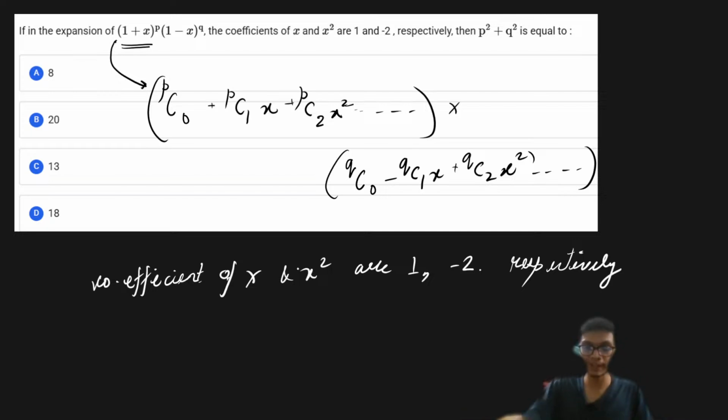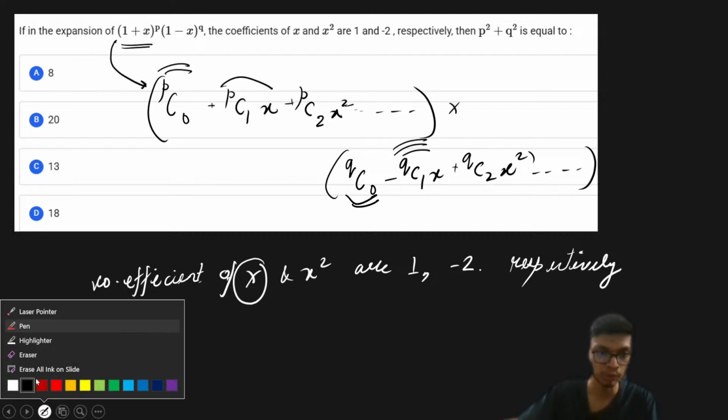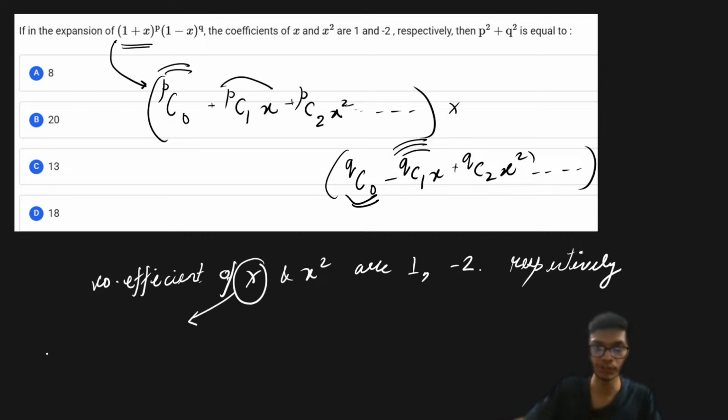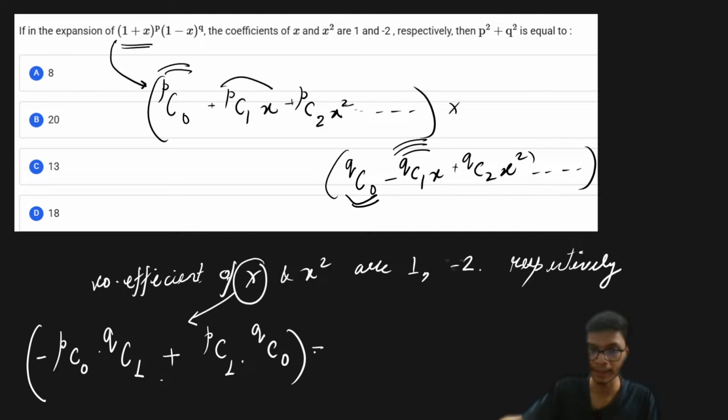Now, in order to generate the coefficient of x, it is only possible when you take 1x from here and non-x from here, or you take 1x from here and non-x from here, right? So the coefficient of x will be basically PC0 into minus QC1 plus PC1 multiplied with QC0. That is going to be the coefficient of x, and that is basically given as 1.